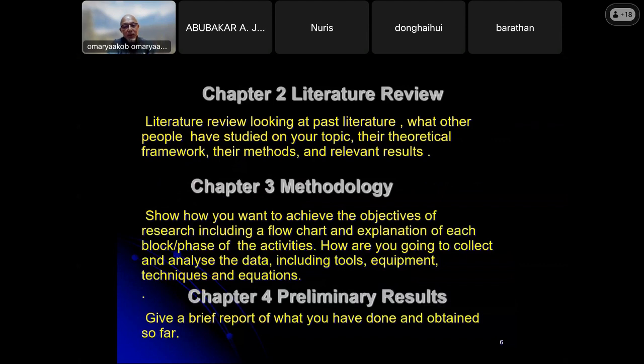And chapter 3 is methodology, to show how you want to achieve the actual research objective, including a flow chart, compulsory, yeah, a flow chart, and an explanation of each block or phase of the activities, how you are going to collect and analyze the data, including tools, equipment, techniques, equations, and so on. That should be in chapter 3. And finally, for the research proposal for your mini viva, when you do your defense, you should have some kind of preliminary results.